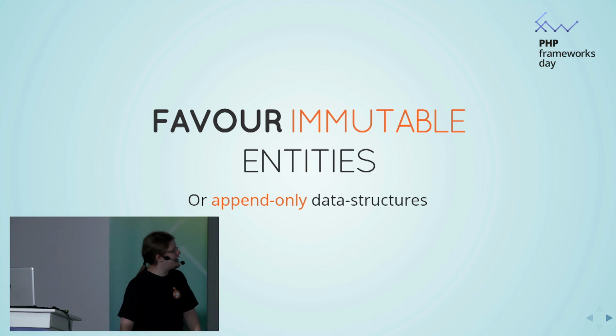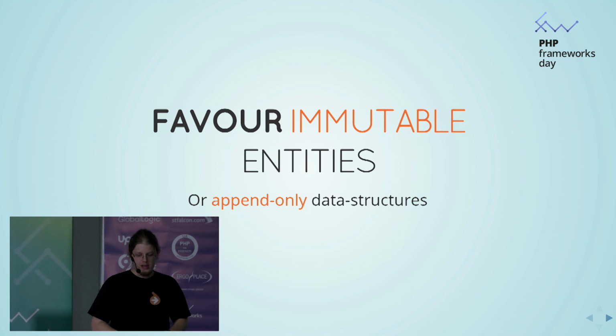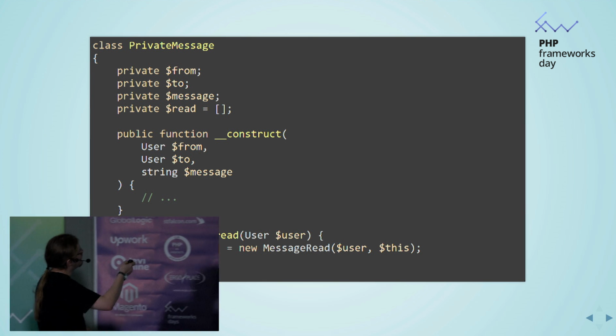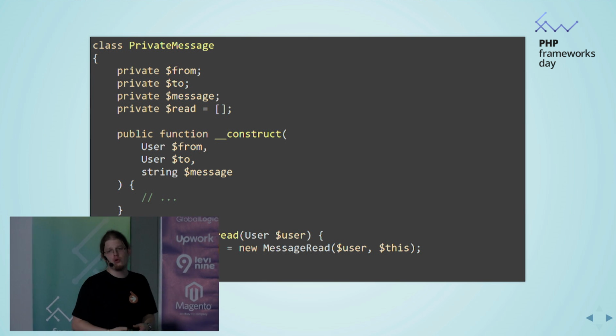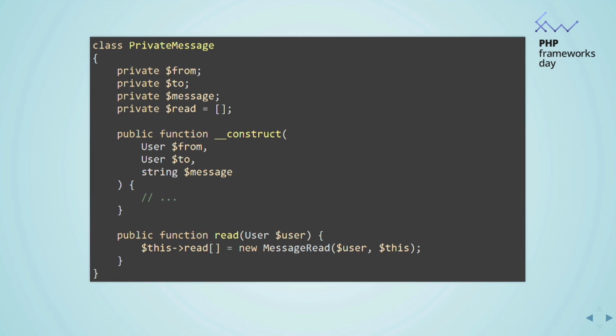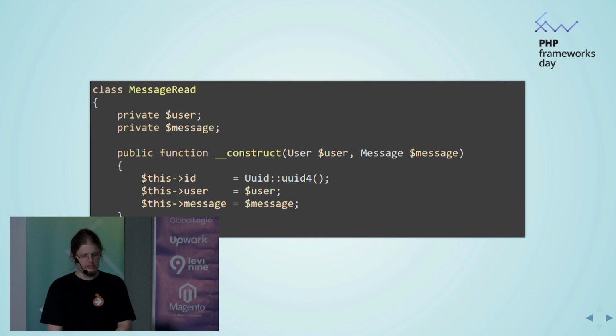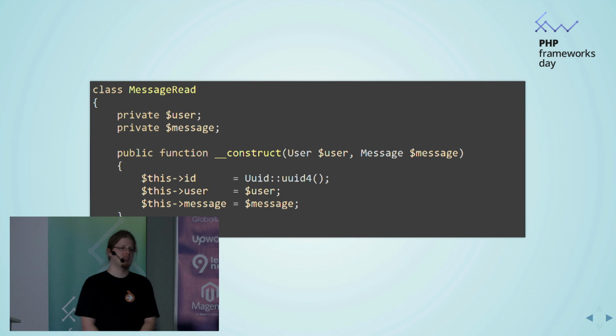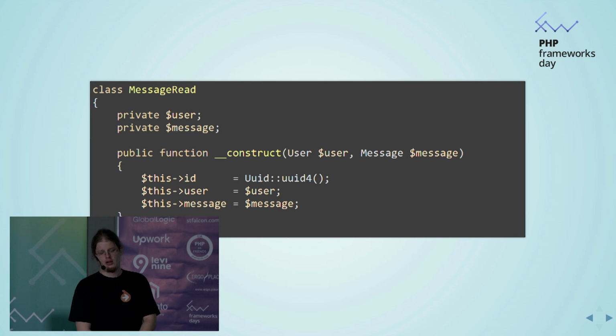So you're creating this append-only data structure for when a message was read. You have a private message, it has a from, a to, a message, and then a list of who read it. And whenever you say read, you pass in the user and you create a new message read with the user that read it. And on the other side, you just have a message read, which just has a constructor. It doesn't do anything else, which means that this object will never change. It's an insert-only table.